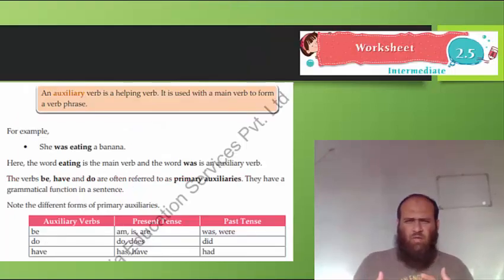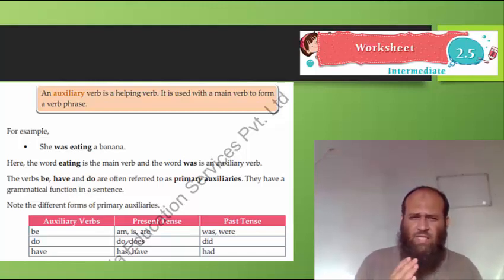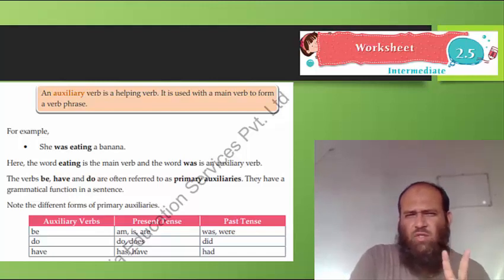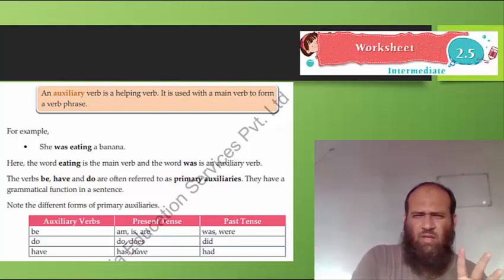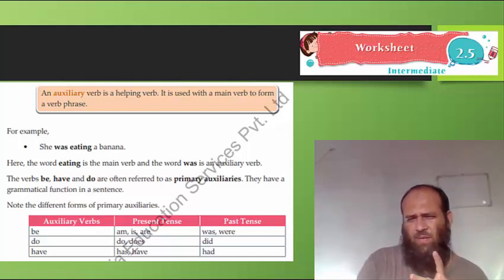Now, as in the morning we were discussing auxiliaries. An auxiliary is a helping verb. It is a verb, but it is a helping verb. It is used with a main verb to form a verb phrase. Now, what is a verb phrase? A verb phrase means two or more verbs coming together, with one having the complete action meaning. The other one is just supporting or helping.